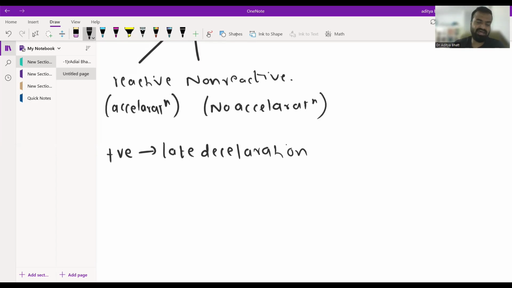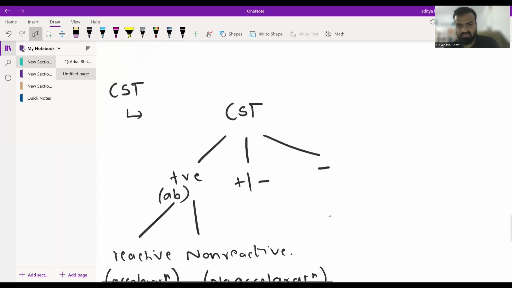Only late decelerations are seen, there is no acceleration. So this is very, very important, and this is what a non-reactive positive CST is. A negative stress test is, obviously, when there is no late deceleration. This is normal, no late deceleration.